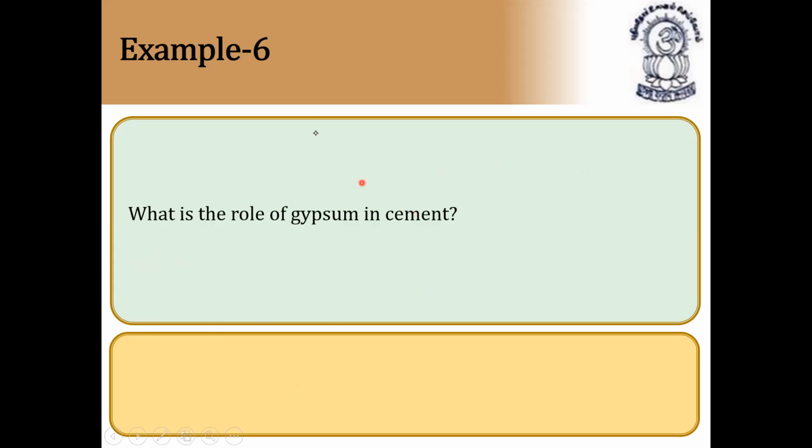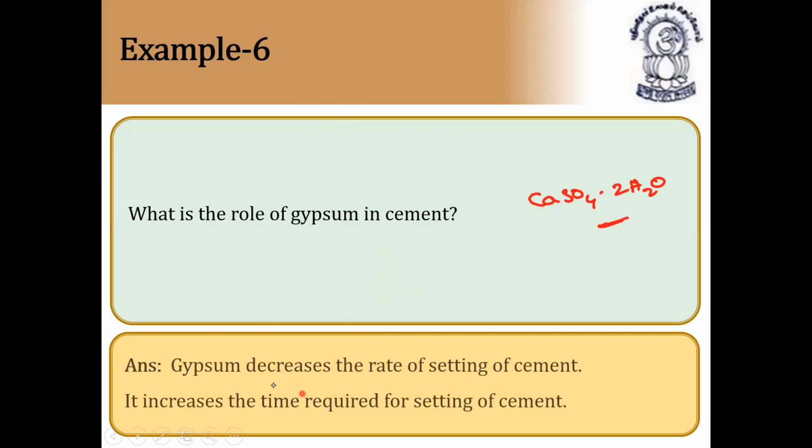What is the role of gypsum in cement? Gypsum is CaSO4.2H2O. So what is its role in cement? The role of gypsum in cement is that gypsum decreases the rate of setting of cement, and it increases the time required for the setting of cement. So these two are the reasons why gypsum is used in cement. Actually, both are the same, because the rate of setting of cement and the time required for setting of cement are related.